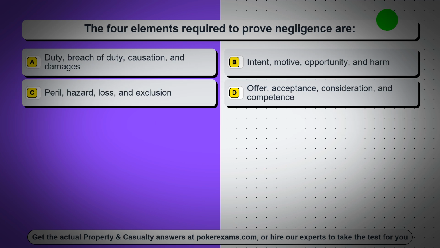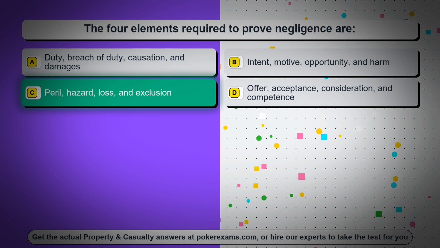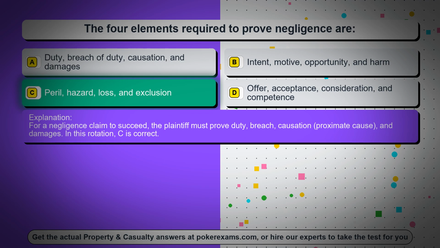Question 92. The four elements required to prove negligence are option A, duty, breach of duty, causation, and damages. Option B, intent, motive, opportunity, and harm. Option C, peril, hazard, loss, and exclusion. Option D, offer, acceptance, consideration, and competence. The correct answer is option C. Peril, hazard, loss, and exclusion. For a negligence claim to succeed, the plaintiff must prove duty, breach, causation, proximate cause, and damages. In this rotation, C is correct.